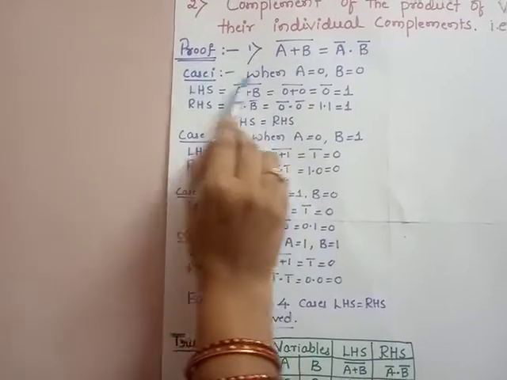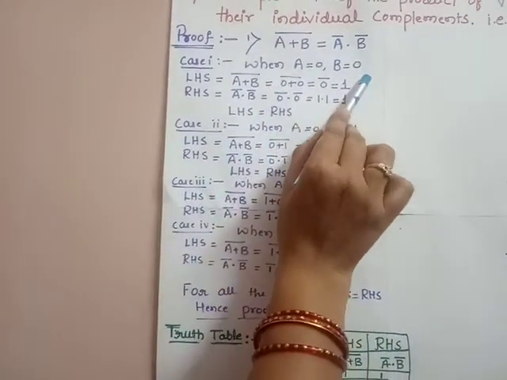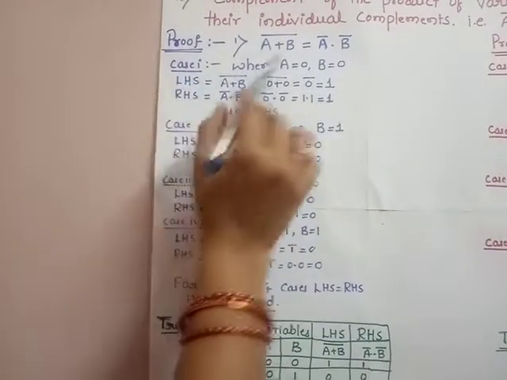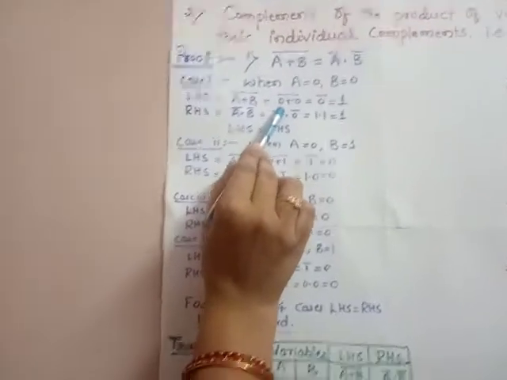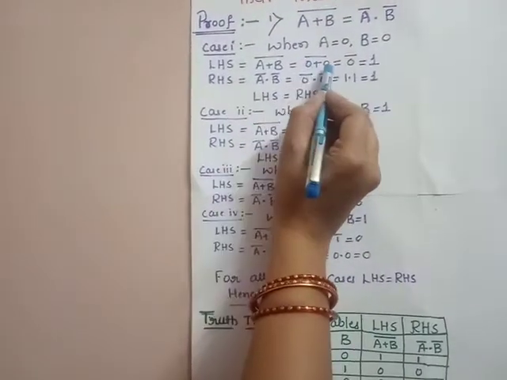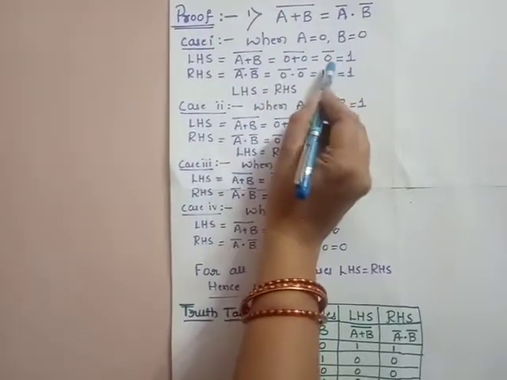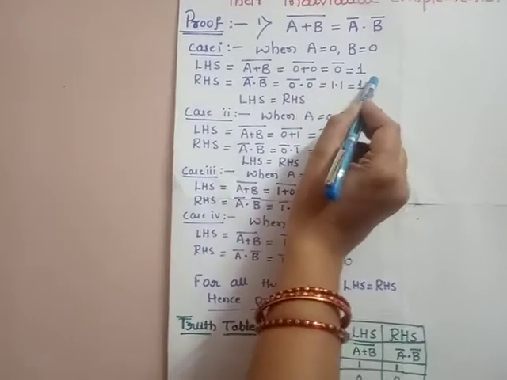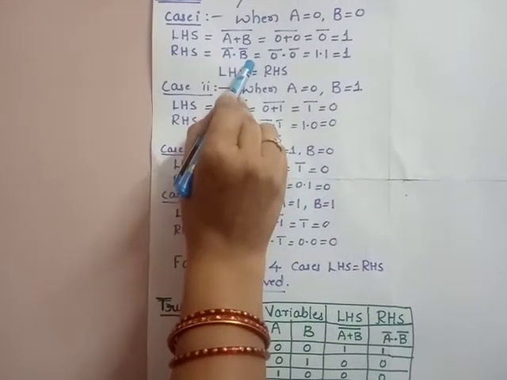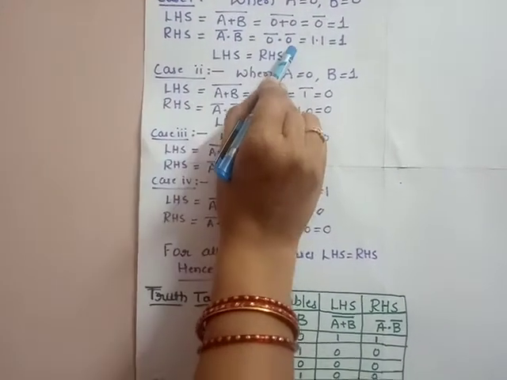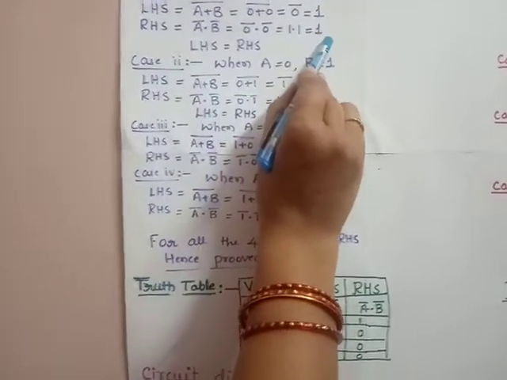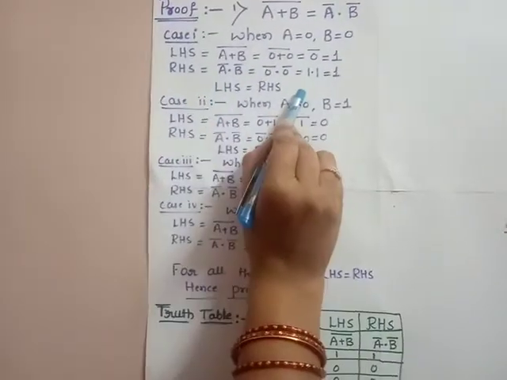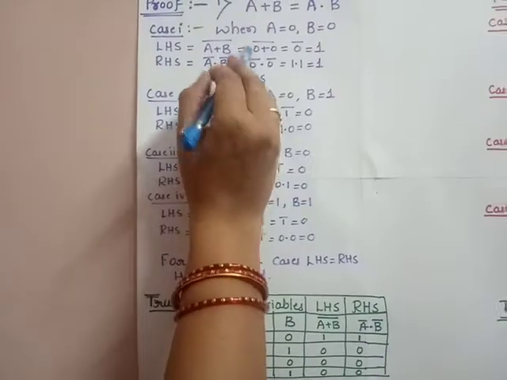So first case is when a is equal to 0, b is equal to 0. LHS is equal to complement of the sum, that is complement of a plus b, is equal to, we have to substitute a as 0, b as 0. So 0 plus 0 is 0. 0 bar is 1. It is LHS. RHS is equal to a bar dot b bar. So substitute the value of a and b, that is 0 bar dot 0 bar. 0 bar is 1. 1 dot 1 is 1. So LHS becomes equal to RHS in case 1.